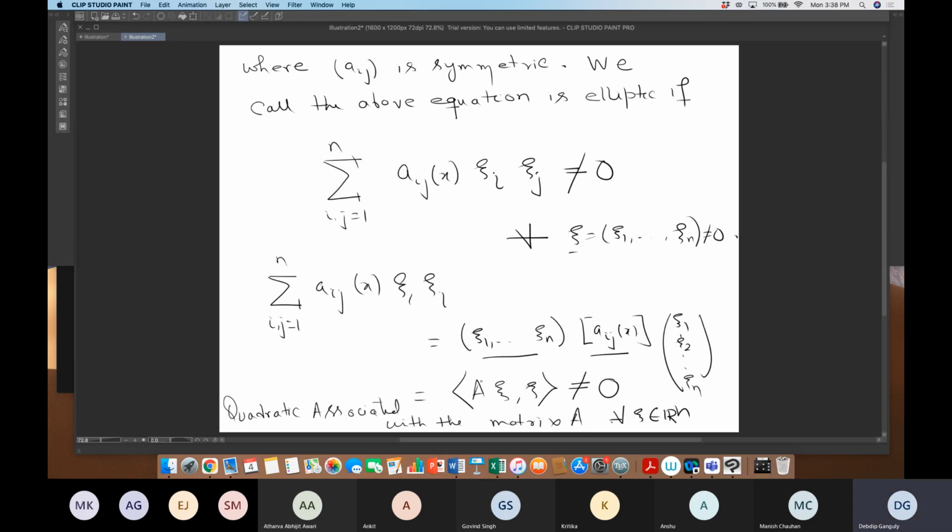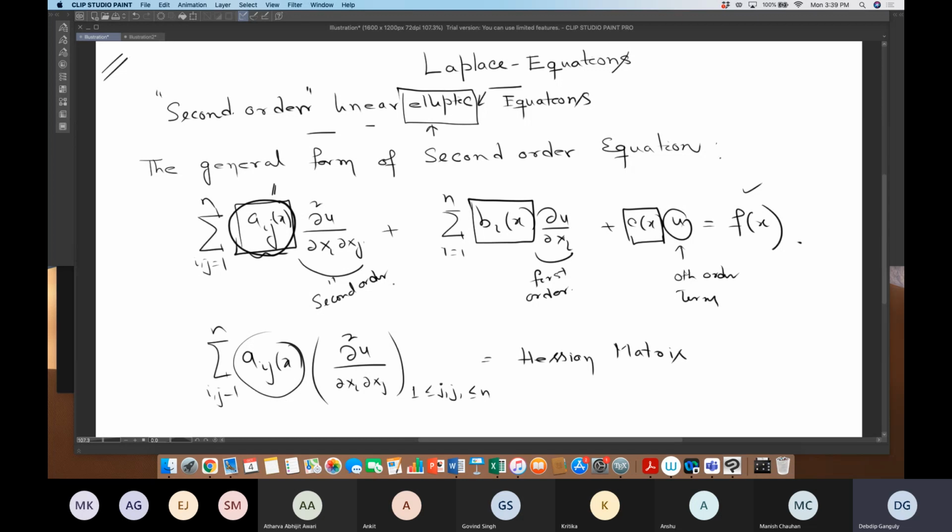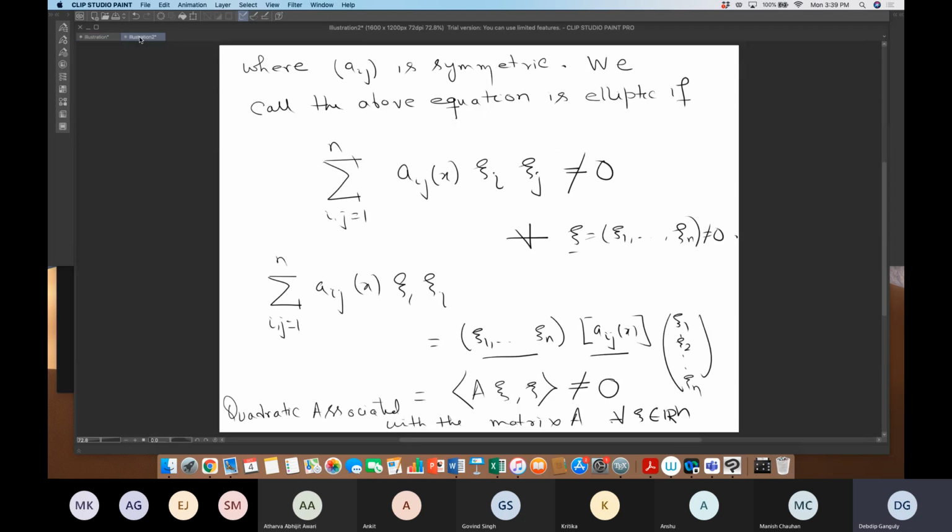So this is the quadratic form associated with the matrix A that is not equal to 0. Then the equation is said to be a second order elliptic equation. Now let us see what it means in terms of the eigenvalues.